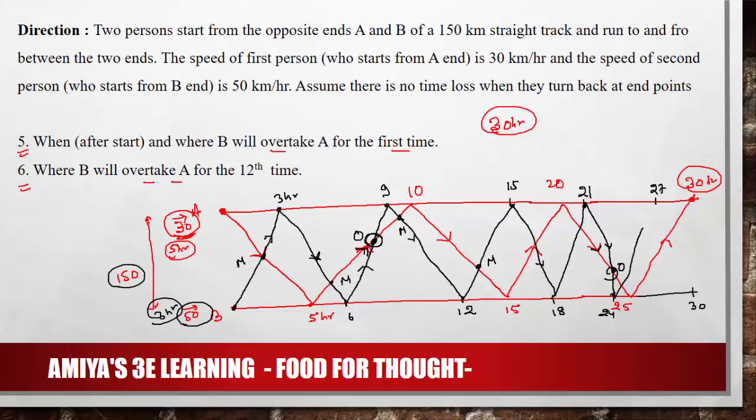Then 24 to 27, we have a meeting. Then we have a meeting. We have total 8 meetings and 2 overtakes.